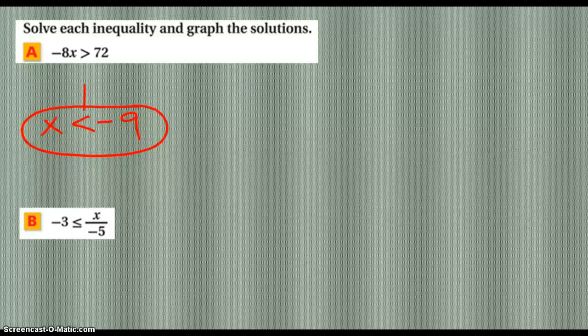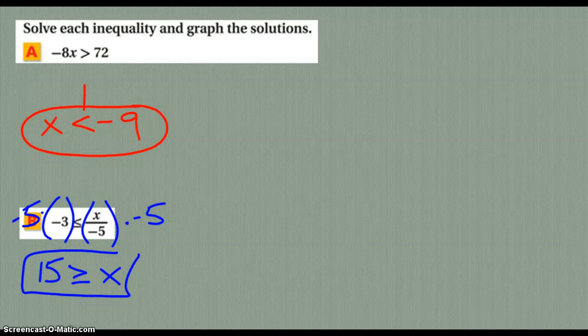And lastly, x is being divided by negative 5, so I'd have to multiply both sides by negative 5. But once I do that, I got to flip my sign around. I get negative 5 times negative 3, which is 15, and x is less than or equal to 15, and we can go ahead and check that answer too. But the big thing to take away here is if you multiply or divide by a negative to solve, you have to flip the symbol around. And that's all I've got for you today.